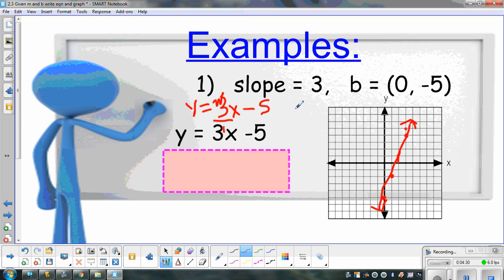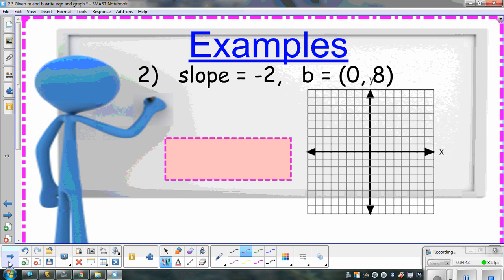So we were able to take the information that the slope was 3 and the y-intercept was negative 5. We were able to write its equation and graph it. That's what we need to be able to do for today's lesson. Here's the next example you're going to write.